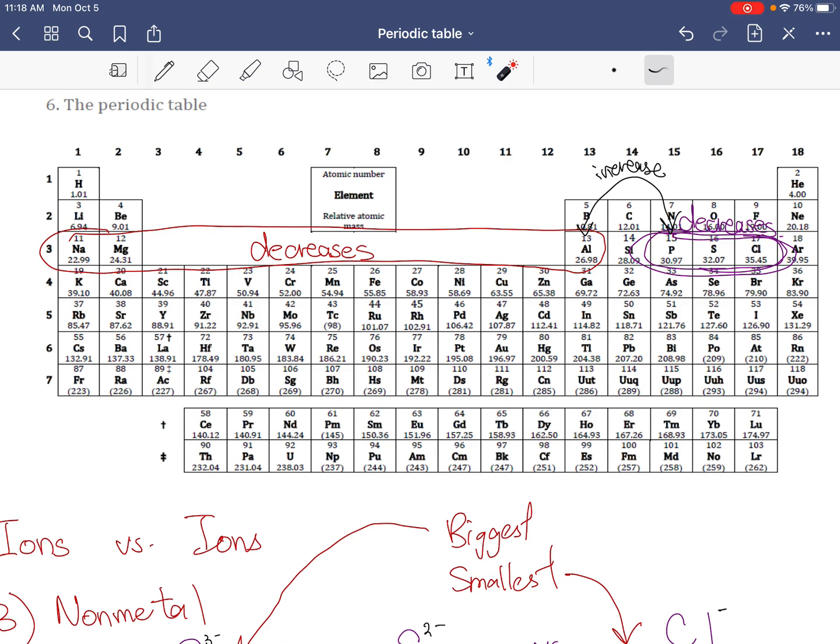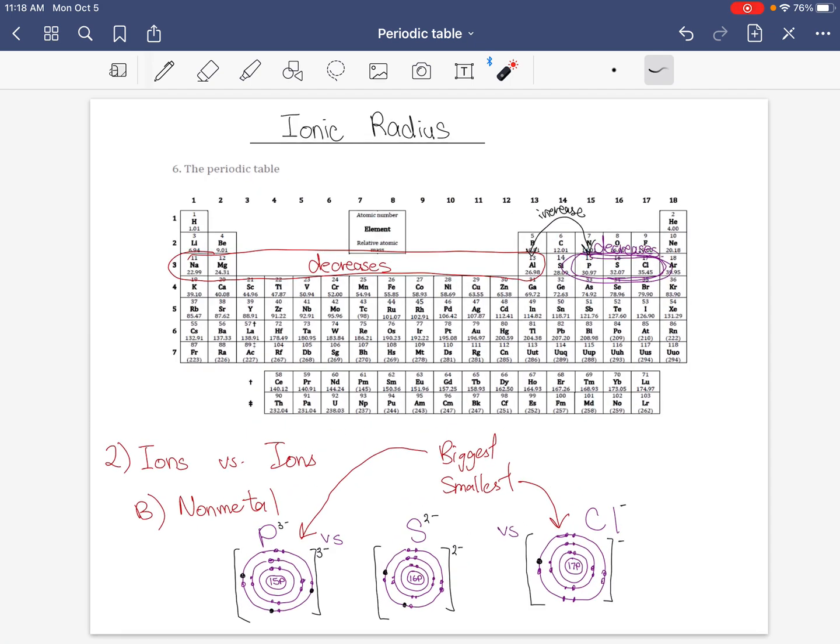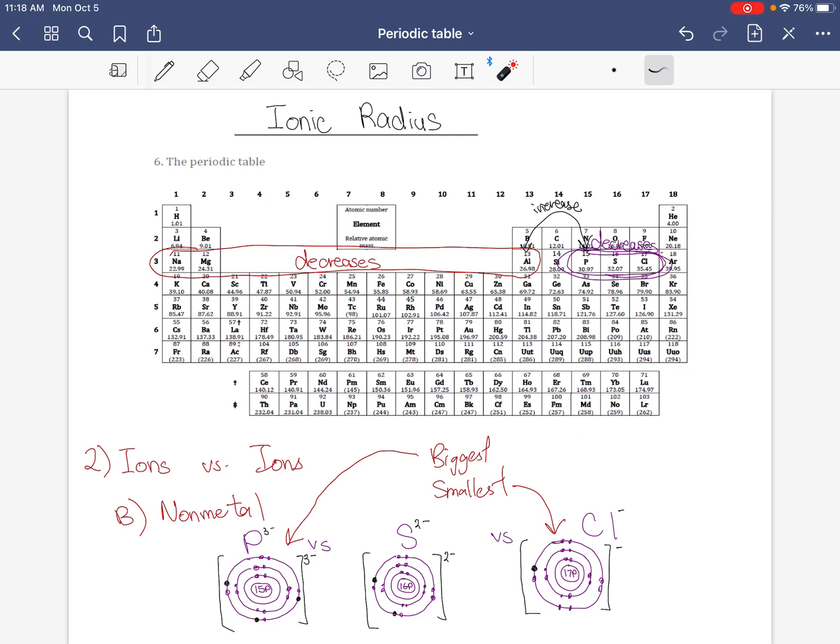Okay. So, hey, that's pretty much ionic radius as a whole. So in terms of the trends for ions, you have, of course, decrease, decrease, decrease. Then it will increase, and then decrease and decrease and decrease again.